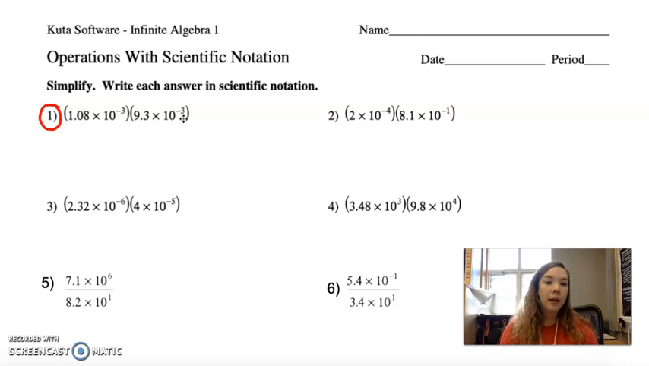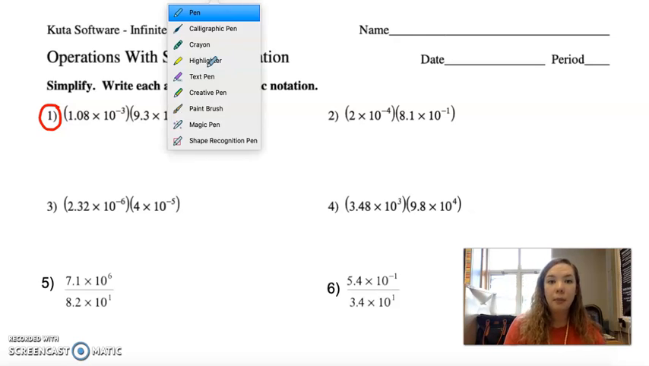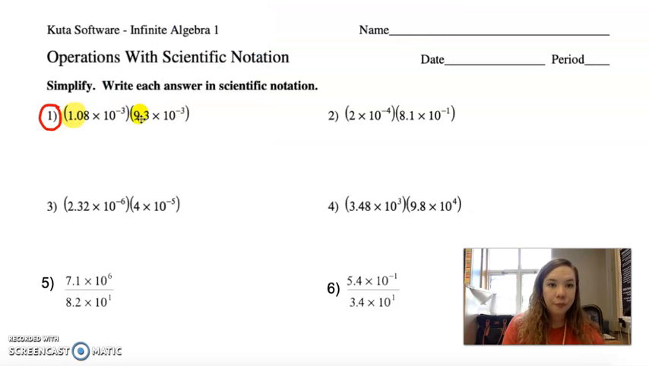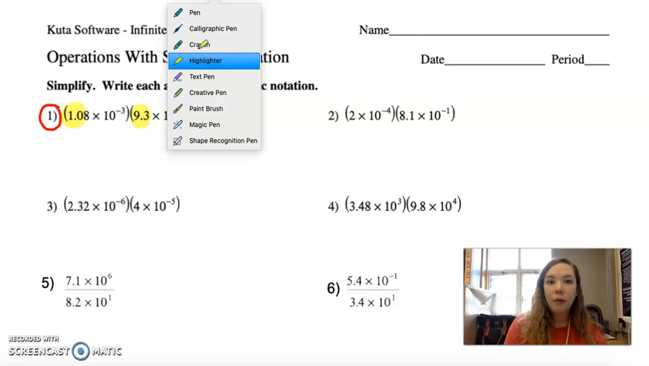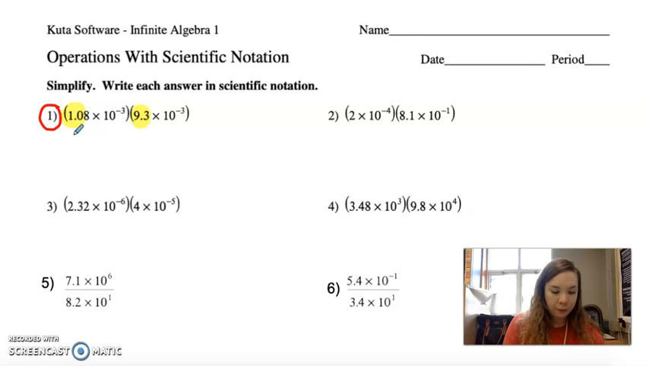So 1.08, I can take that times 9.3 here. So let's do that. 1.08 times 9.3 is 0.744. And then when we multiply powers, we add our exponents. So I'm multiplying 10 to the negative third times 10 to the negative third. That would be 10 to the negative 6. Negative 3 plus negative 3 is negative 6.